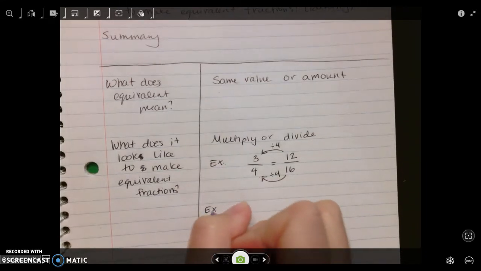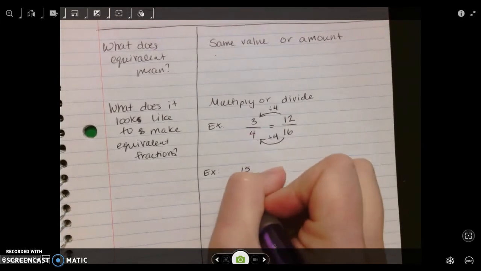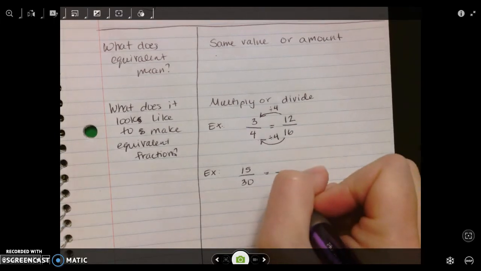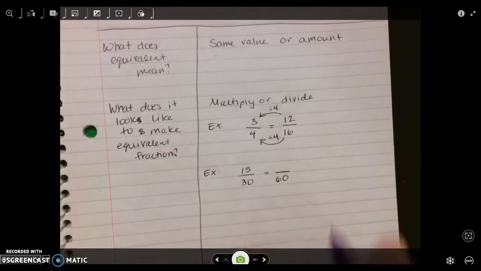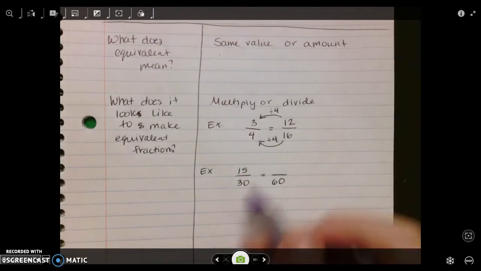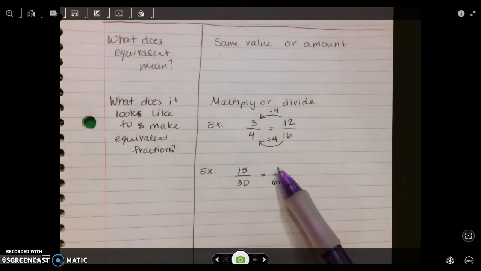Let's try another one. Say I had 15/30, and I wanted to figure out how many 60ths that would be. I look for my whole fraction, my completed fraction. And what I'm seeing is I know that 15/30 is equal to something over 60. If I drew the pictures, I would be completely convinced of it.